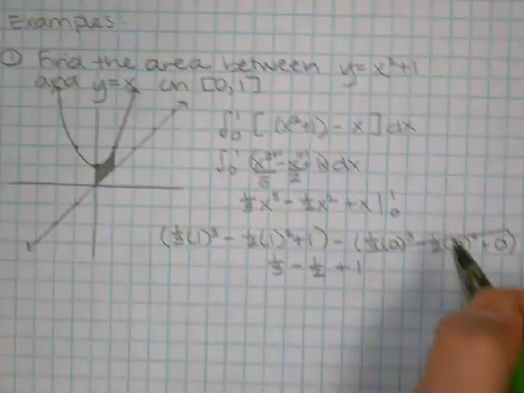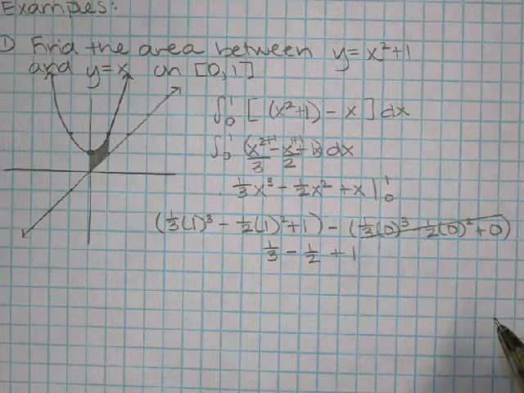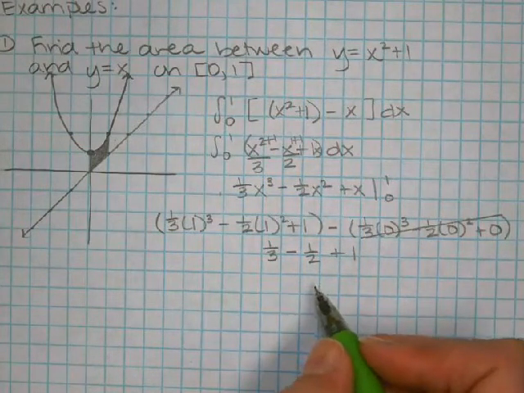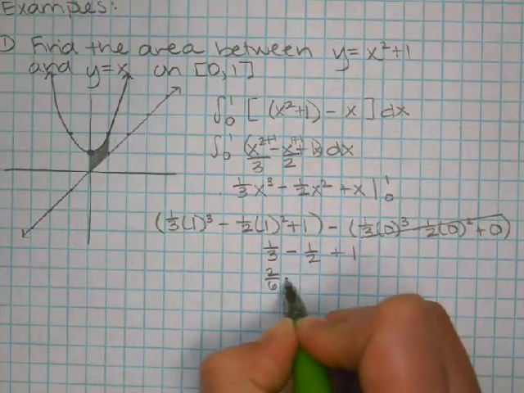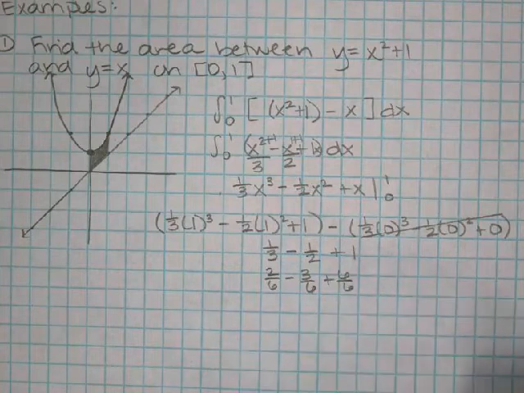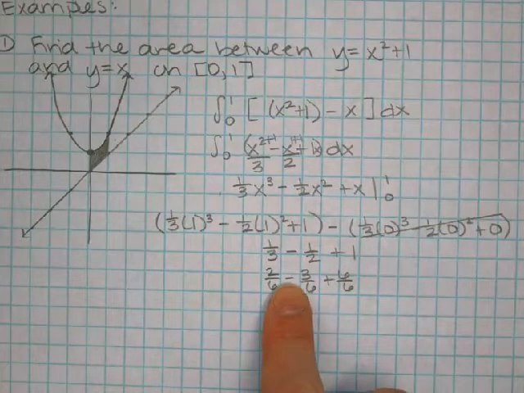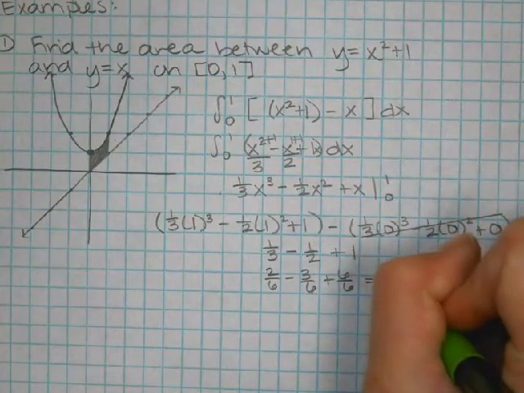And if I'm truly doing this without a calculator, then I need to get a common denominator for all those pieces. And I know that my common denominator is going to be 6. And so this is 2 over 6 minus 3 over 6 plus 6 over 6. So I have negative 1/6 plus 6 is positive 5 over 6.